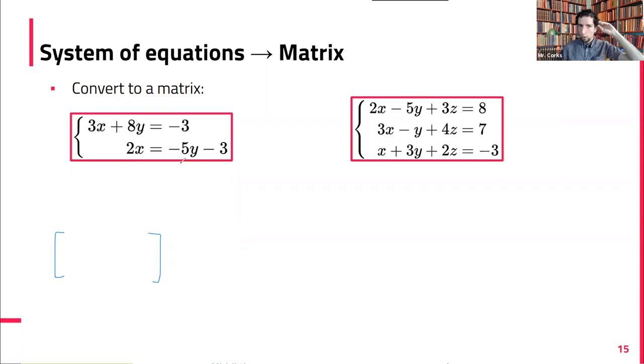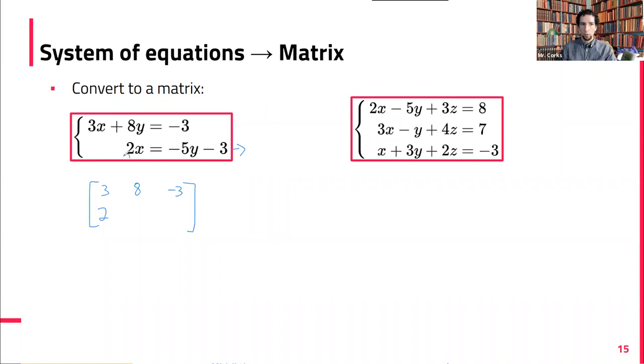What is the first row of the matrix? 3, 8, -3. All right, 3, 8, -3. What's the next row of the matrix? 2, -5. No, 5. Why +5? Because it comes to the left side. Right.